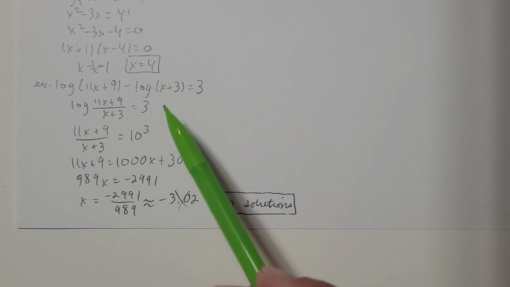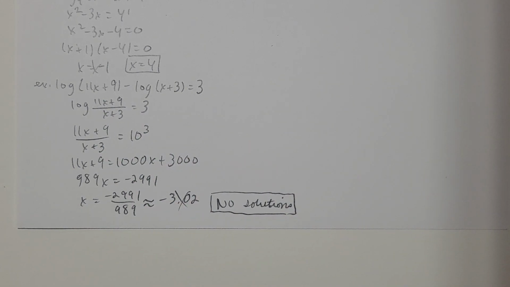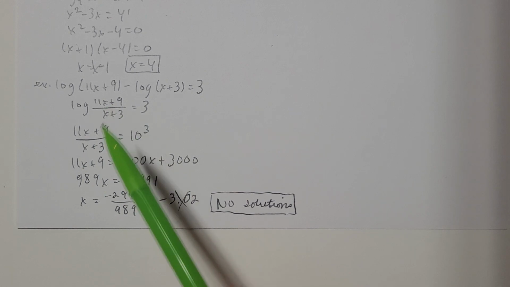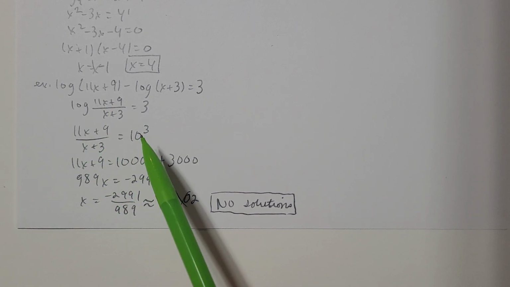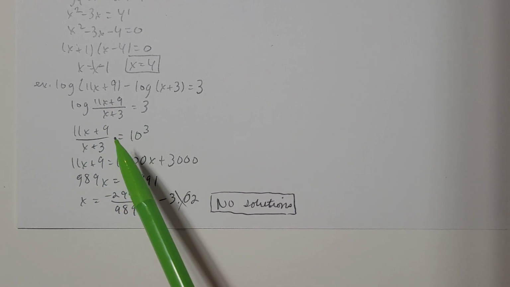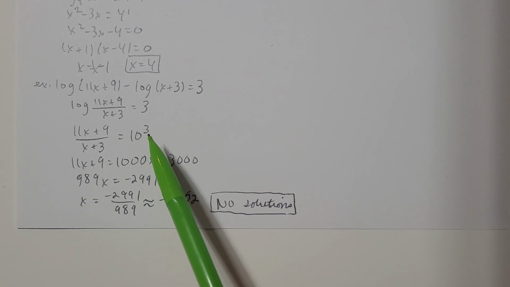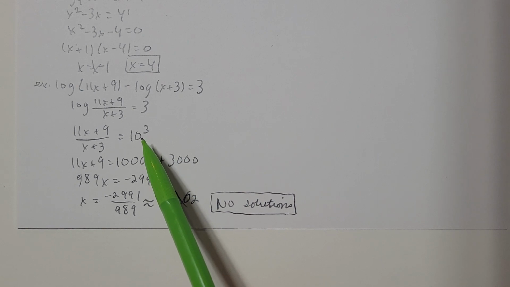Okay, and I'd say from this point, when we get rid of the logarithmic notation, we'll use the definition of a logarithm to do that. So 11x plus 9 over x plus 3, that's the input into the logarithm. The base is base 10. So I'm going to say equals 10 to the y value, which is 3. 10 cubed is 1,000.